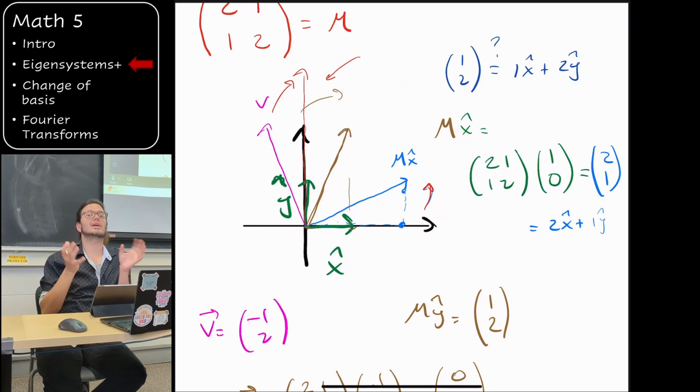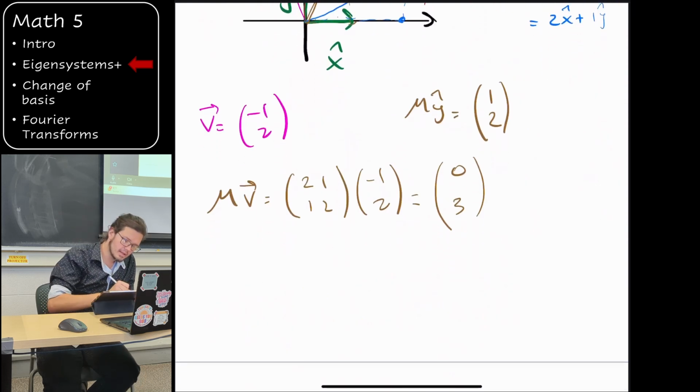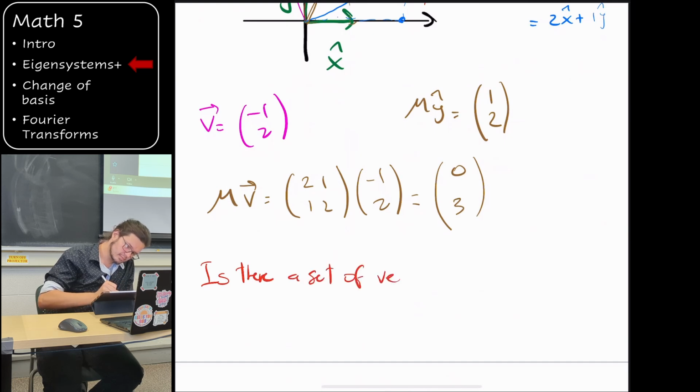So the question that we're trying to answer here today is, is there any way in which I can have a geometrical intuition of what this matrix is doing without having to continue computing what it's doing to vectors? Basically, is there a set of vectors, and this is such an important question that I'm going to write it, is there a set of vectors that make the action of M look trivial?